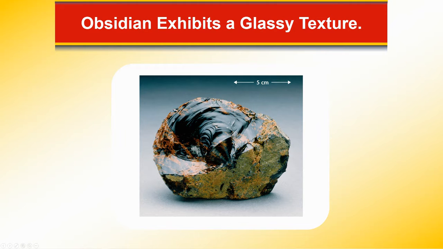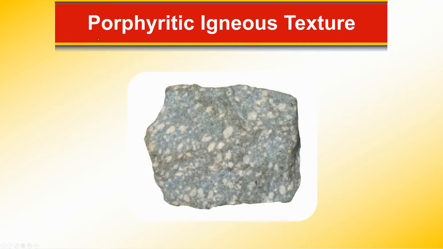All right. Again, here's the glassy texture. This is called obsidian. Rare obsidian is pure black with white flecks in it. It's called snow obsidian. It looks like there's little white snowflakes in the obsidian. It's pretty cool. Rather rare. Here's your porphyritic texture.